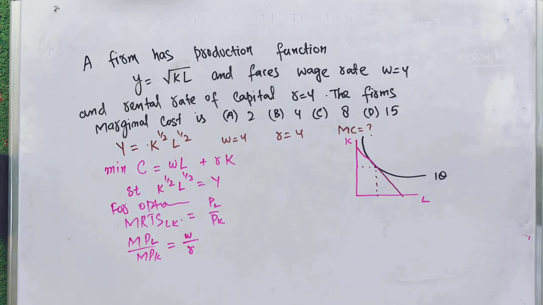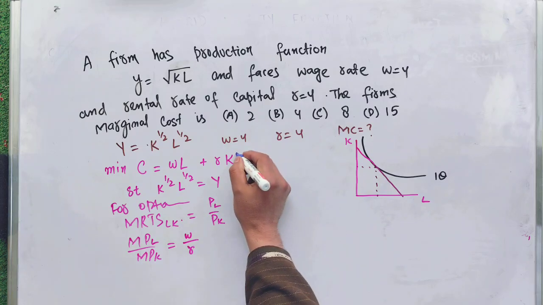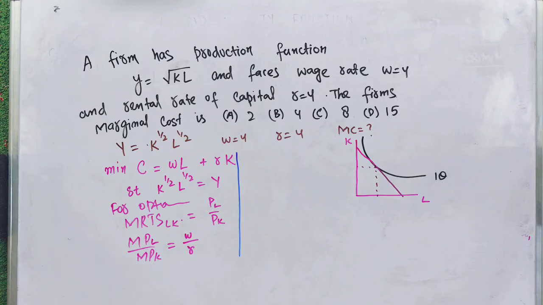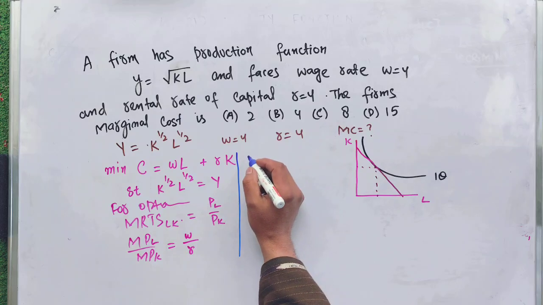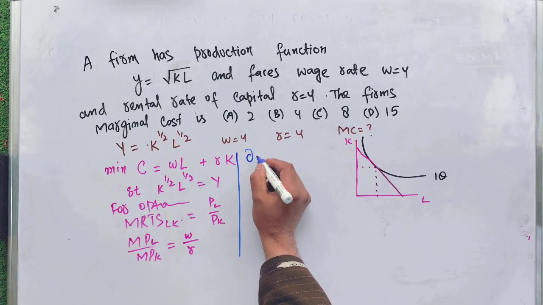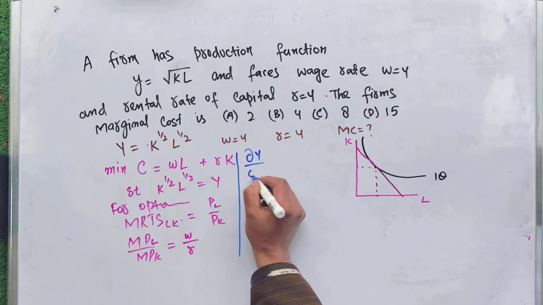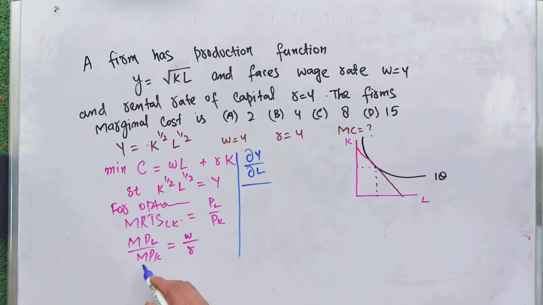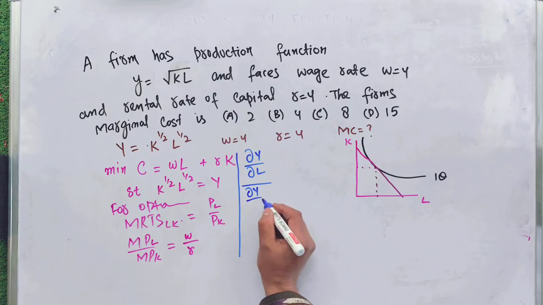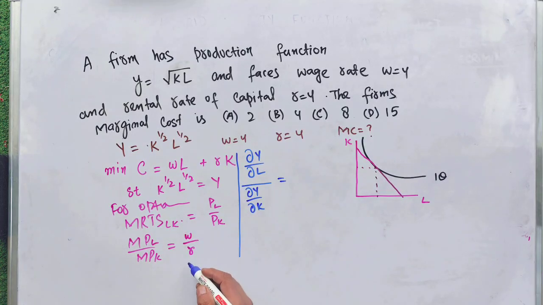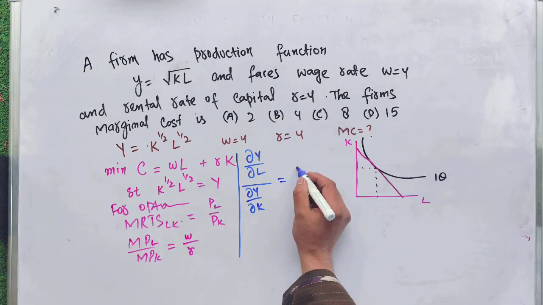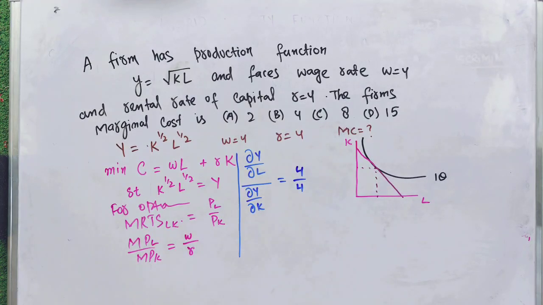Okay, now what is marginal product of labor? It is simply the change in the total production due to the change in the units of labor employed. So mathematically it means the partial derivative of the production function with respect to labor. Similarly, MPK means the change in the total production due to the incremental change in the capital. That is mathematically it means the partial derivative of production function with respect to capital, and it should be equal to the wage rate upon rental rate of capital. So wage rate is 4, rental rate of capital is also 4.